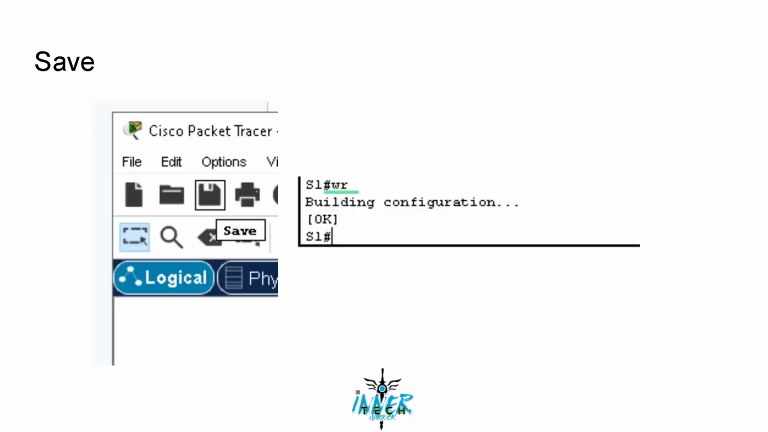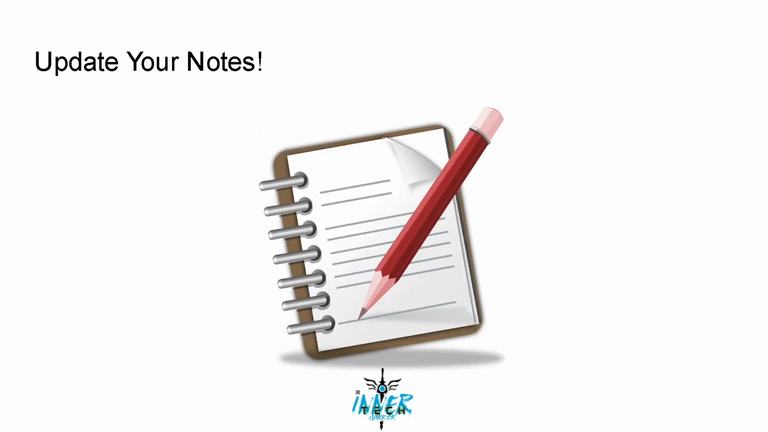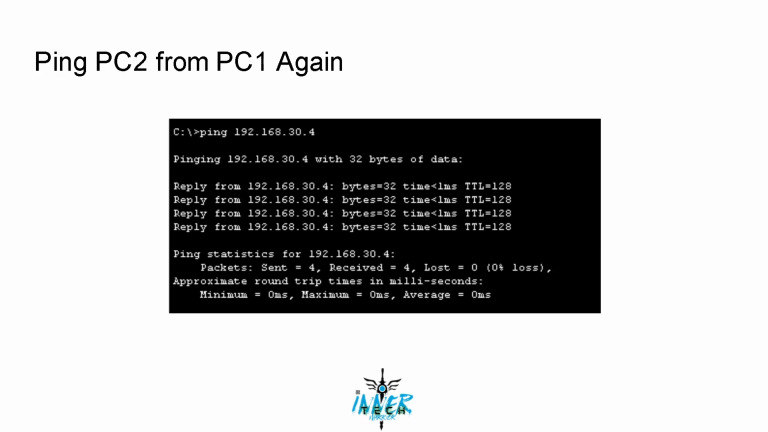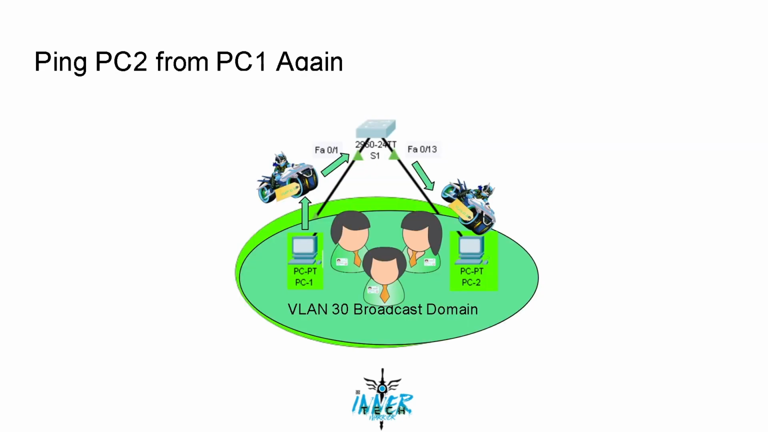Remember to save your configuration and your Packet Tracer file. Also, update your work documentation notes. Now, try that ping from PC1 to PC2 again. Notice how they now work. That's because their traffic is tagged with the same VLAN ID this time around.